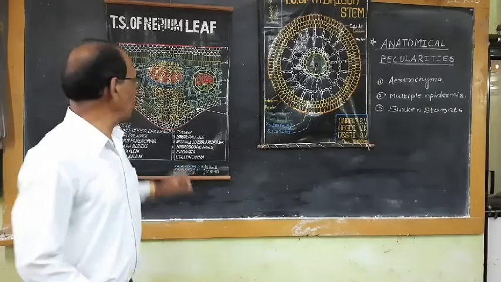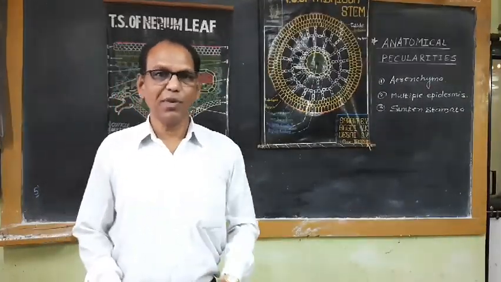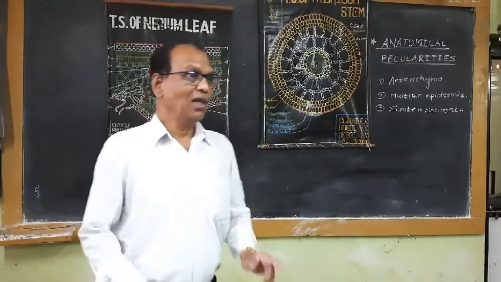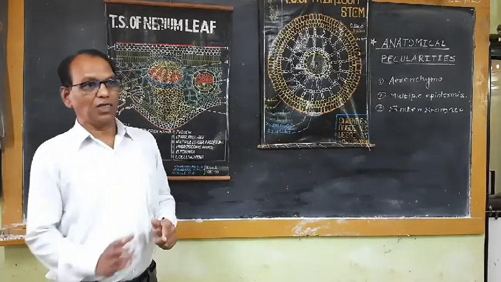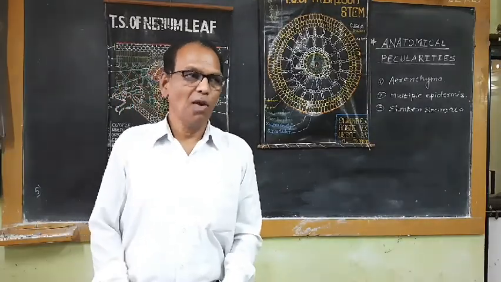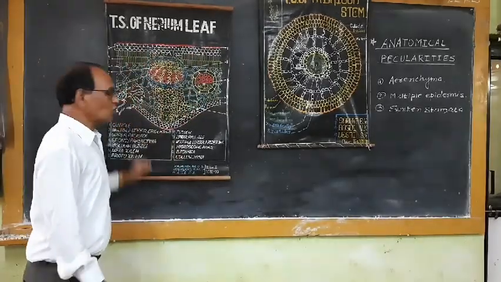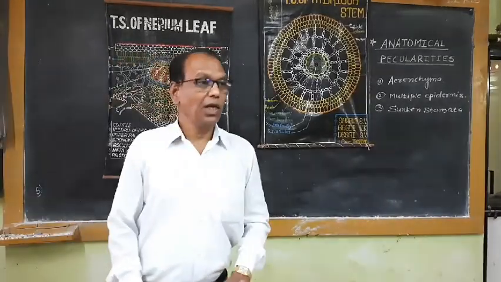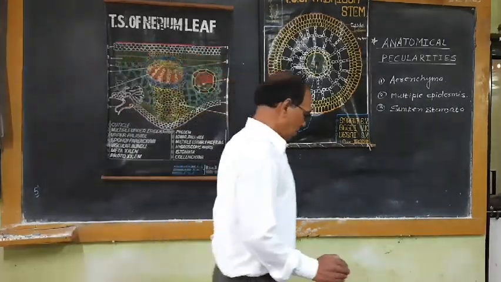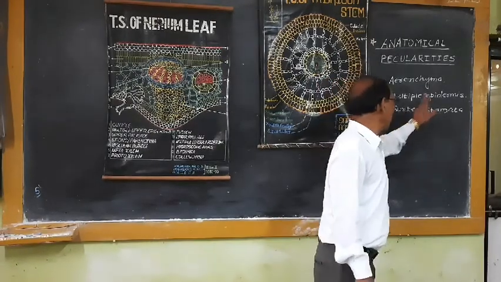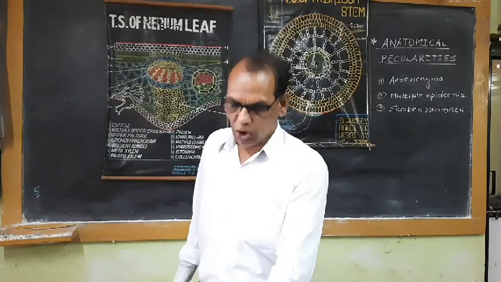So these sunken stomata are not directly exposed to environmental conditions like light, temperature, wind velocity, etc. That means due to the presence of these sunken stomata, the rate of transpiration is also reduced. That means for checking the rate of transpiration, multiple epidermis and sunken stomata play an important role in most of the xerophytic plants.